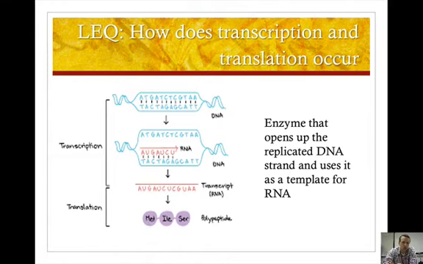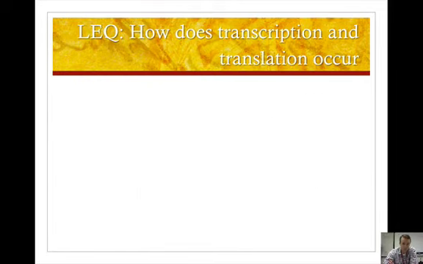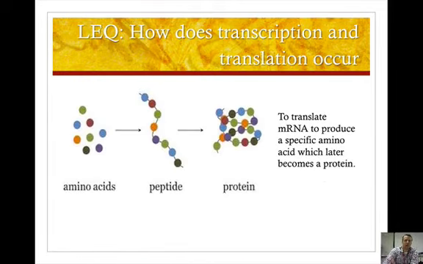So in transcription, DNA is made into RNA, and then in translation, RNA is put into an amino acid, which is then made into a protein. So once again, it translates mRNA to produce a specific amino acid, which later becomes a protein.